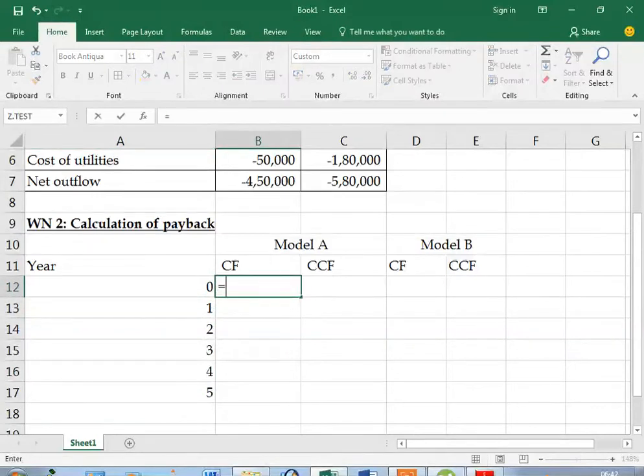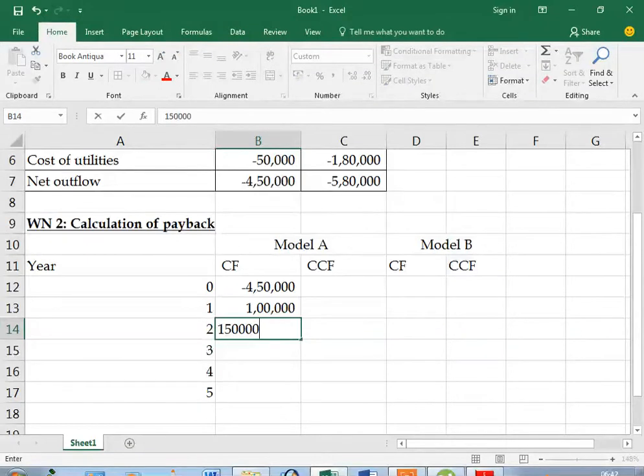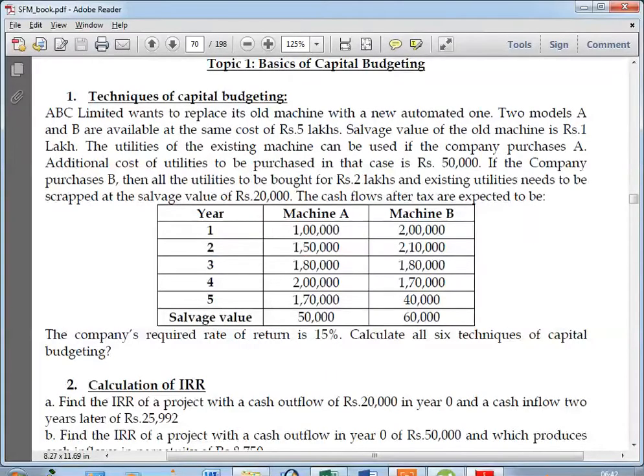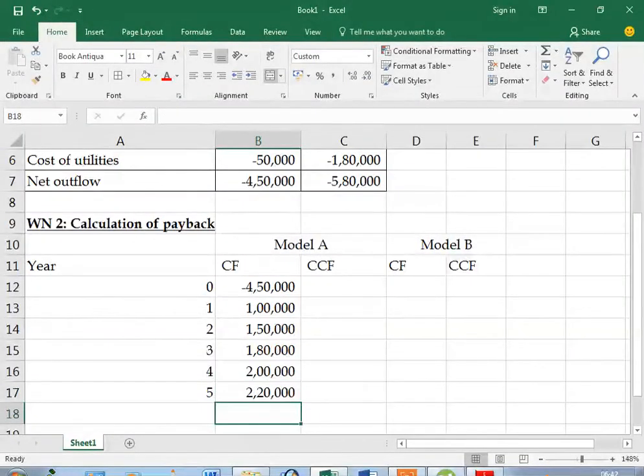Year 0, my outflow is 4,50,000. Year 1, the inflow is 1 lakh. Year 2, how much? 1,50,000. Then 2 lakhs. Last year it will not be 170, it will be 170 plus another 50,000 of salvage value, and you end up getting 2,20,000. The main objective of a capital budgeting problem is to get these cash flows. So which is almost achieved.